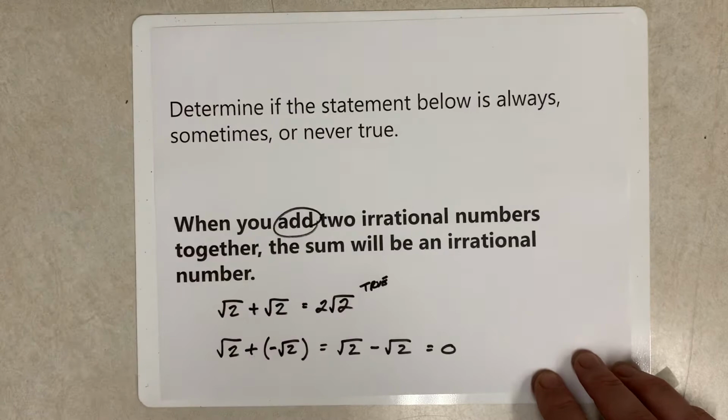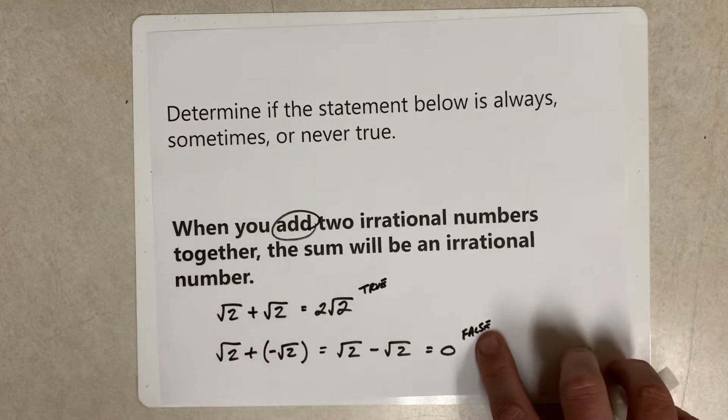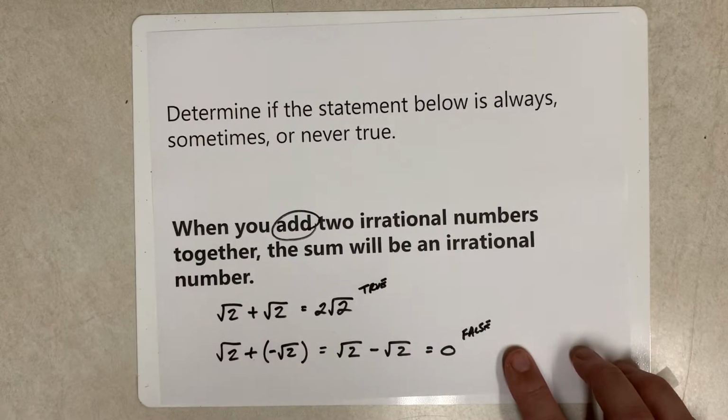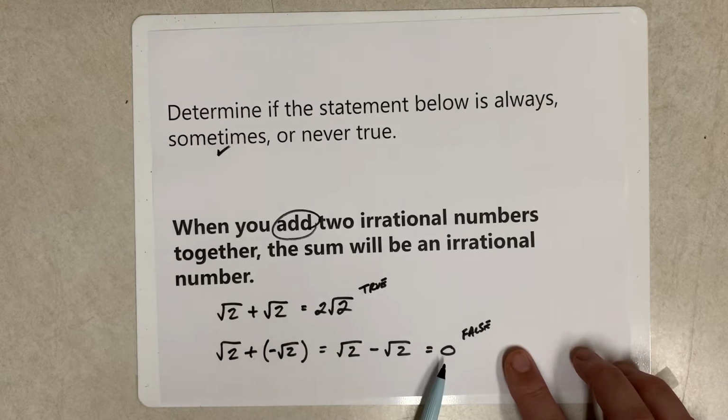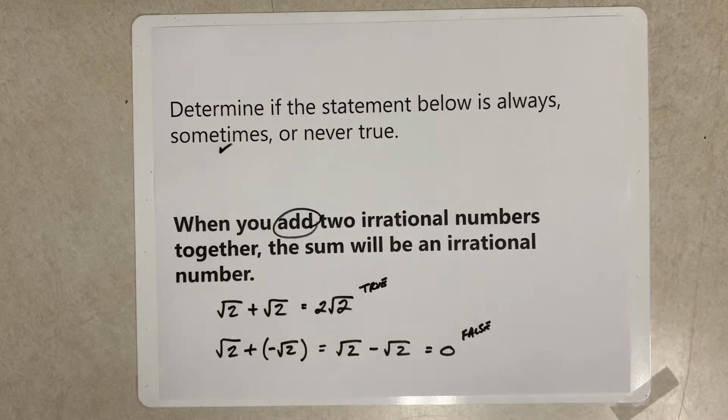That is irrational, but here is false. That's not irrational. So always, sometimes, or never. Well, we have to say sometimes this time, because sometimes it is and sometimes it is not. And there are cases where it's not, and this is generally the case where that's going to happen. When you add the opposite of that irrational number, you're going to get 0 every time, and that's going to give you a whole number or an integer or a rational number. So that's a good question.